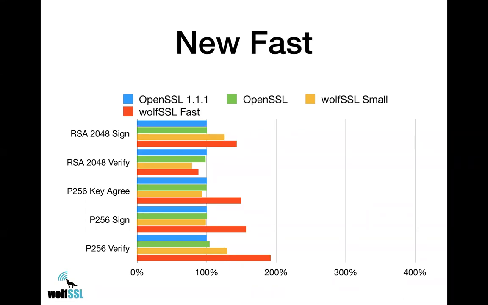So what happens if we look at the fast version? Let's not limit ourselves with the code size. Let's try to speed up the operations. Better again. Look at that red bar. Look at that P226 verify. We're almost 2 times faster. Key agree, key and sign, almost 150% faster. The RSA 2048-bit sign, 150% faster, yeah, 1.5 times faster. And we're not even trying to do the RSA really fast yet. So there's a WolfSSL huge that we can do as well.